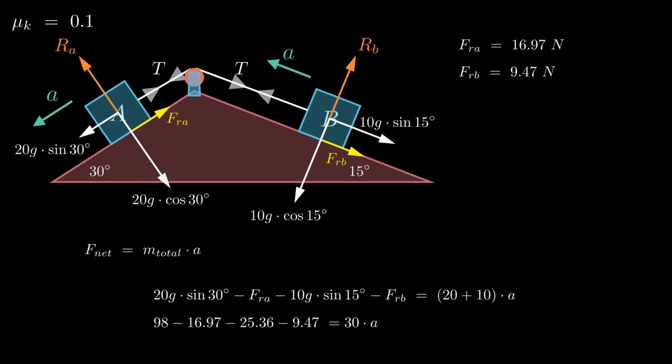By substituting the calculated values for F_RA and F_RB, we end up with an equation that we can solve to determine the acceleration of the two objects. The calculated acceleration is 1.54 meters per second squared.